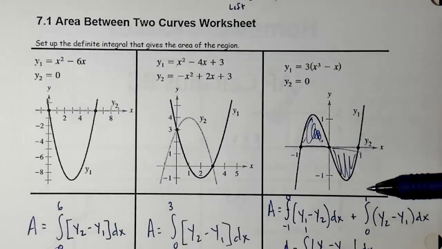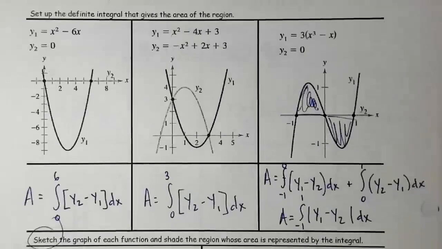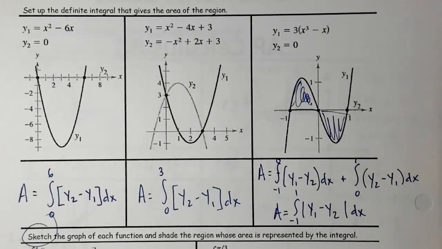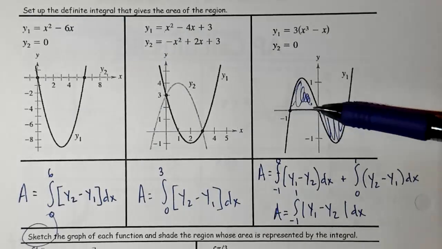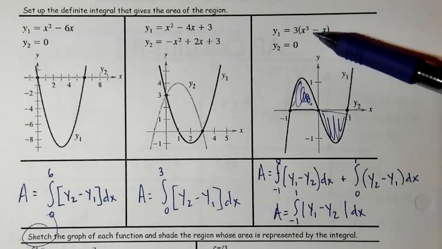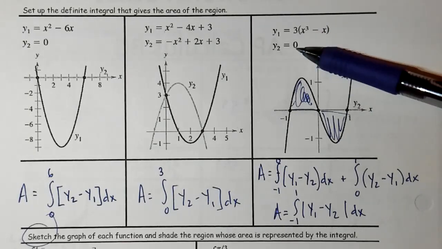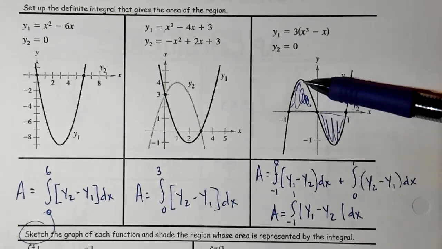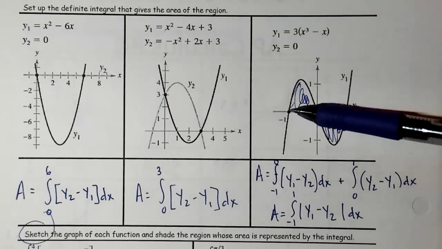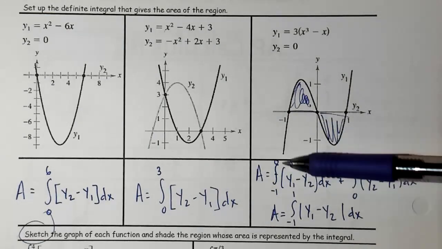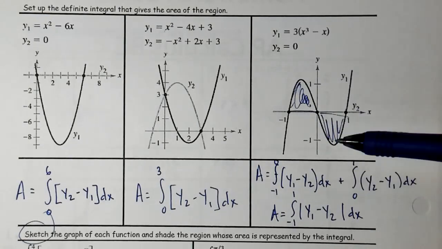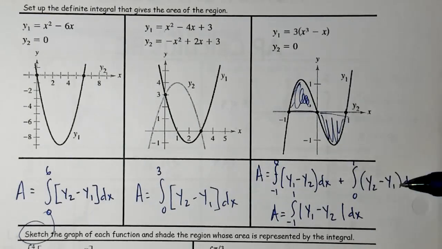Over here, this is where I set it up twice, just to give you an idea. You should end up with the same area. Because we have two functions, we got our cubic here, and then we got the horizontal line of 0 here. We have a different top than we do over here. So from -1 to 0, we would have y1 minus y2, and then flip-flop from 0 to 1.